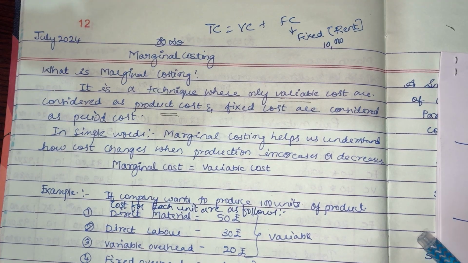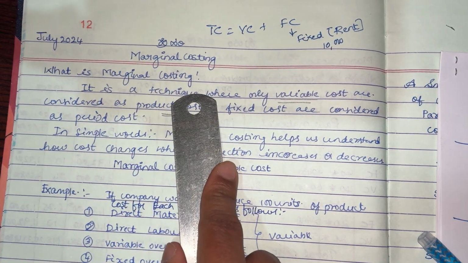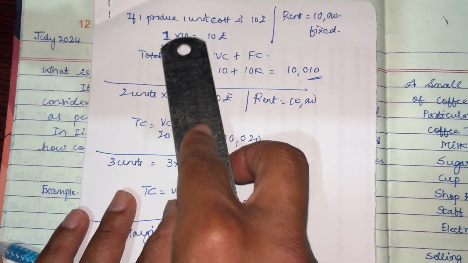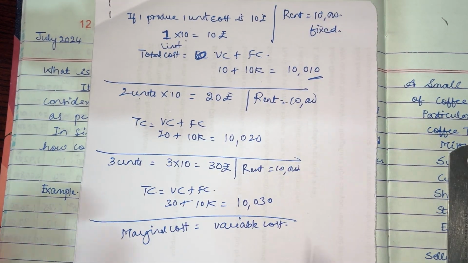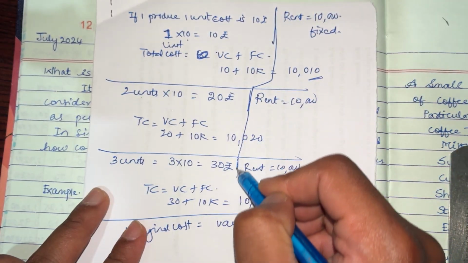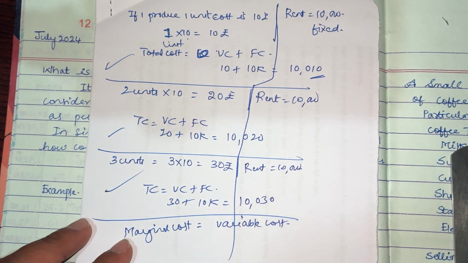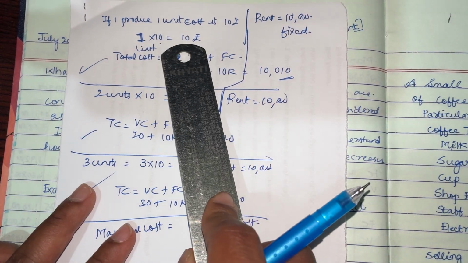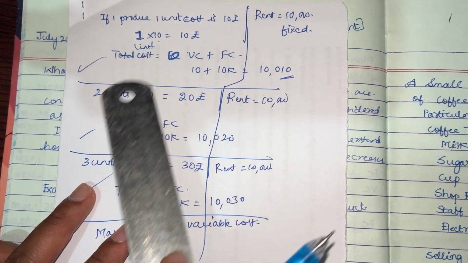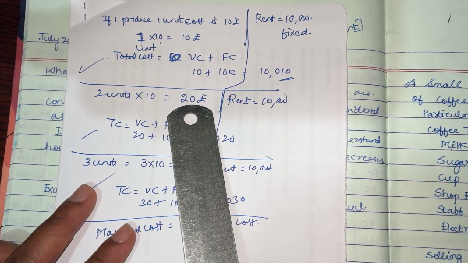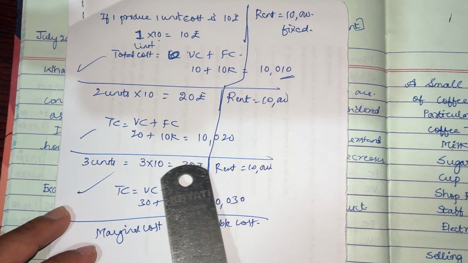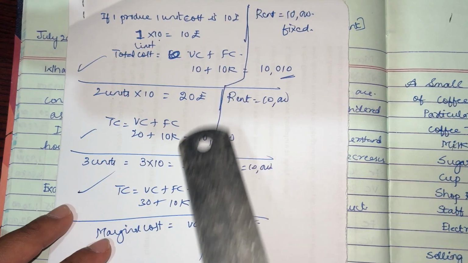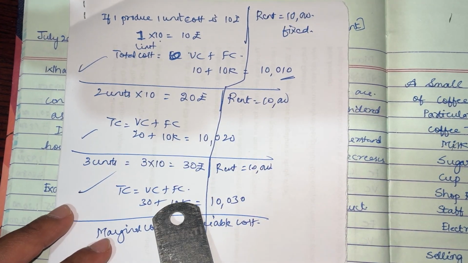See, now you can understand here. Marginal costing is a technique where only variable costs are considered as product cost. We got to see here variable costing. This is all called variable costing. Leaving rent apart, all these are considered as variable cost, as a product cost, because your product cost is getting changed, right? Here it was 10 rupees when you are manufacturing 1 unit. When you are manufacturing 2 units, your product cost becomes 20 rupees. When you are manufacturing 3 units, your product cost became 30 rupees. So your product costs are basically calculated with the help of variable cost, because this is fixed.